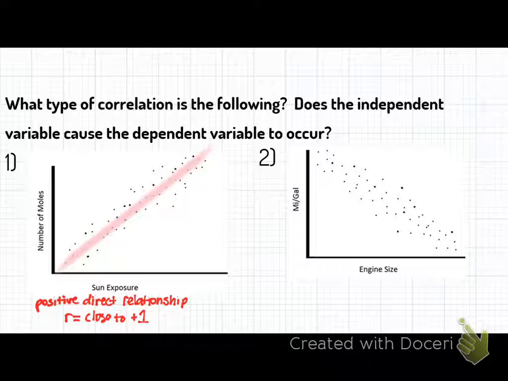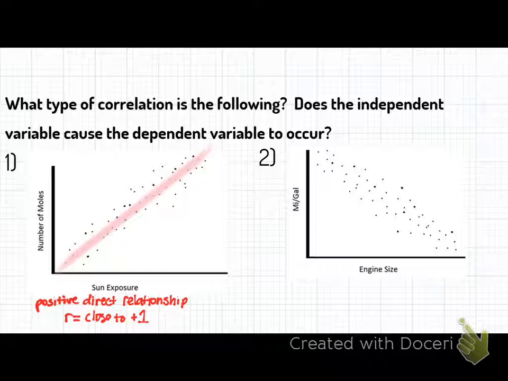Why would someone want to know that sun exposure causes moles? For research, but why? Cancer. If they don't want moles, they don't want cancer. Does that make sense? Wouldn't you want to know? What if sun exposure doesn't cause moles? Would you care if you went out in the sun? No, you wouldn't care. Does that make sense?